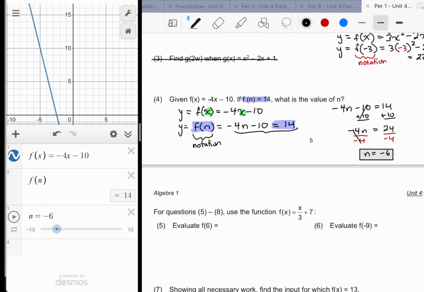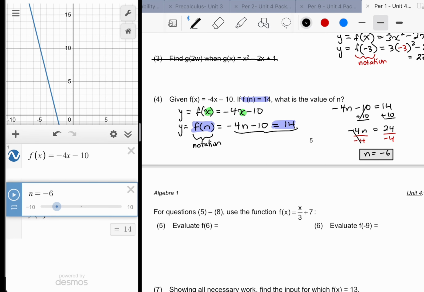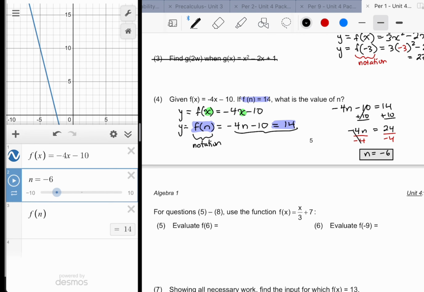All right, so the Desmos approach is really beneficial for this topic. So we want to make sure that we can keep using that. All right. So there we go.